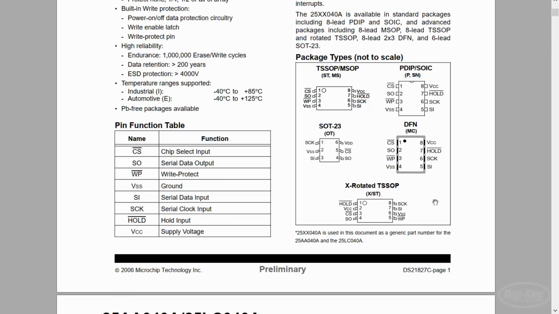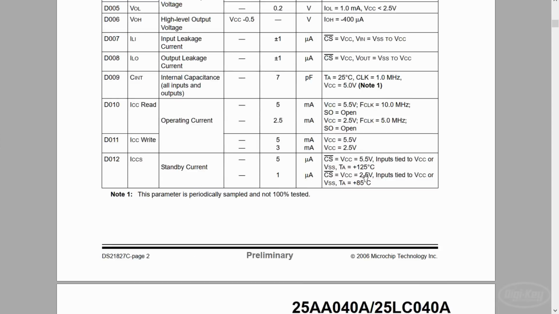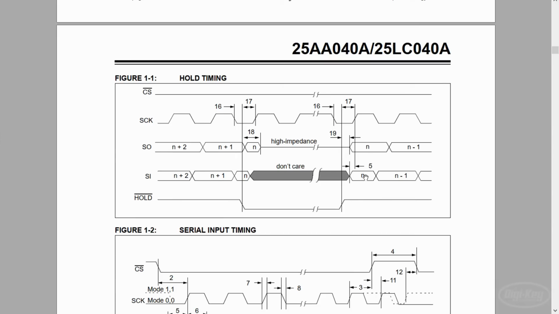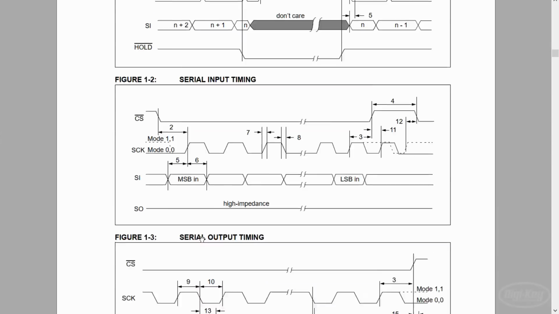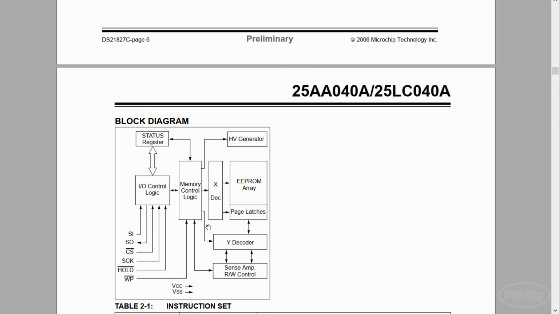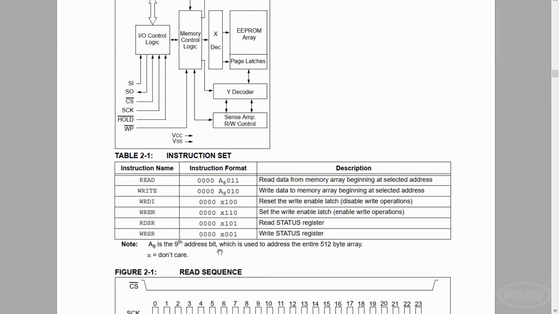If we look at the timing diagrams, we can see that the bits are sampled on the rising clock edge, indicating that modes 0 or 3 will work. Since mode 0 is the most common, we'll stick with that. Scroll down and you'll see the supported instructions. While we can use 9 bits to access memory addresses, we'll stick to 8 bits for our example to make things easier. We'll want to first set the write enable latch.